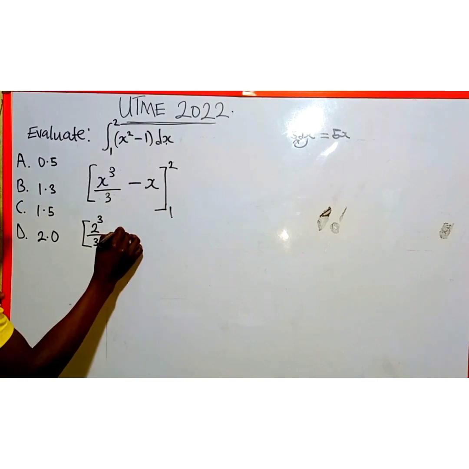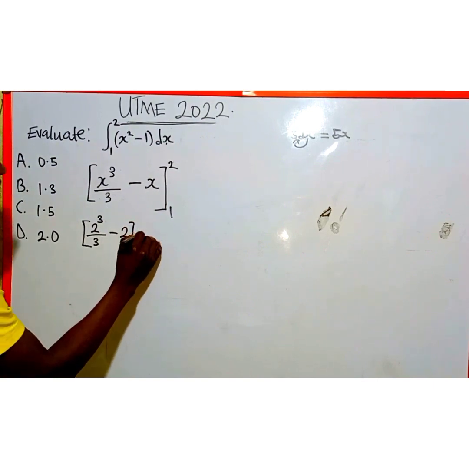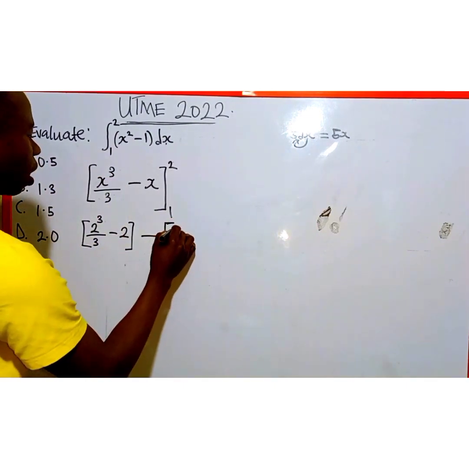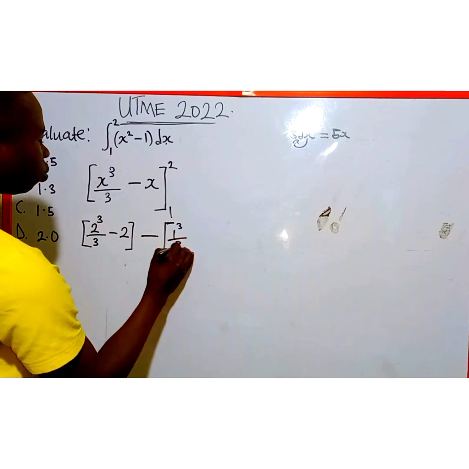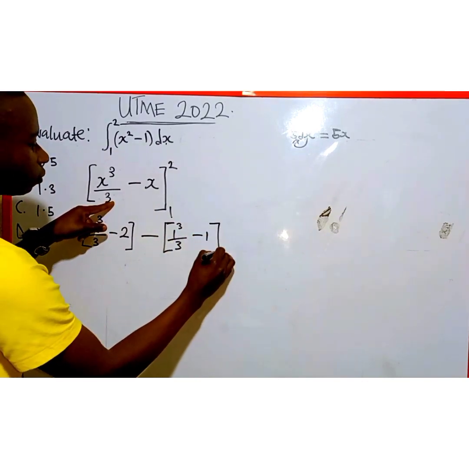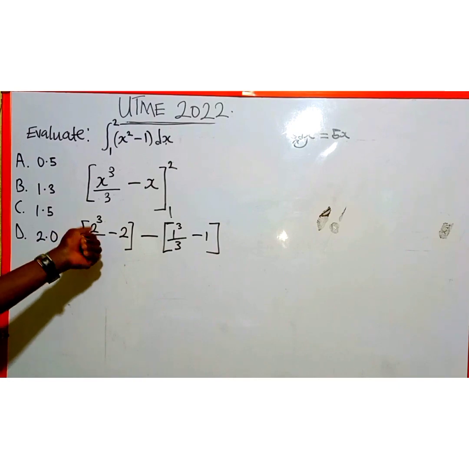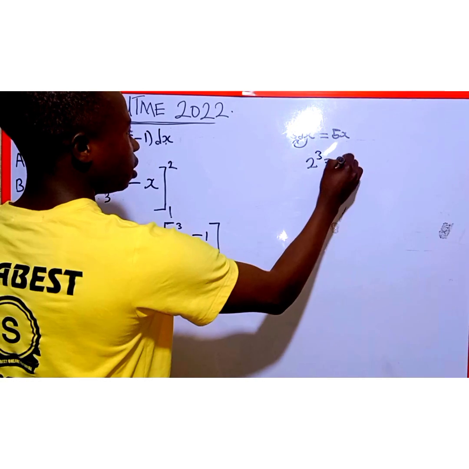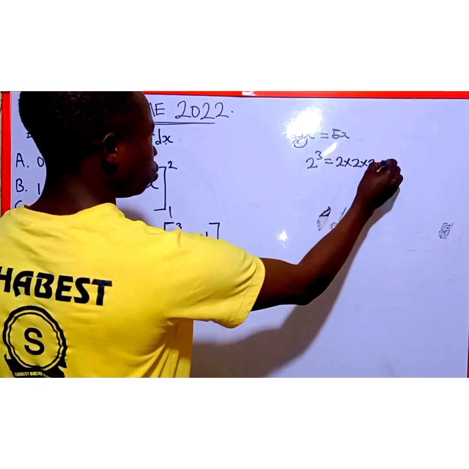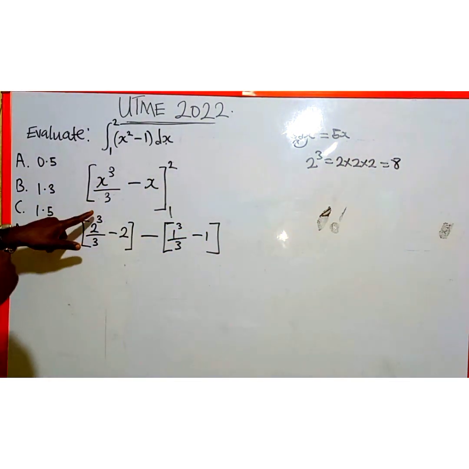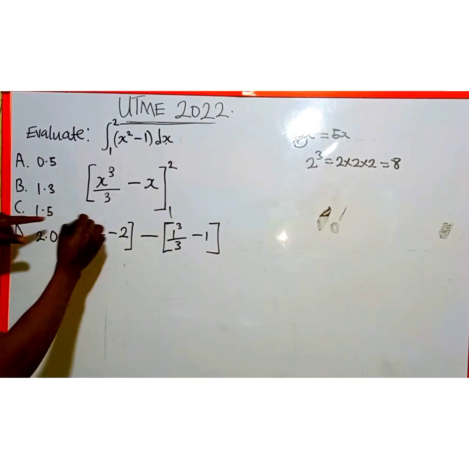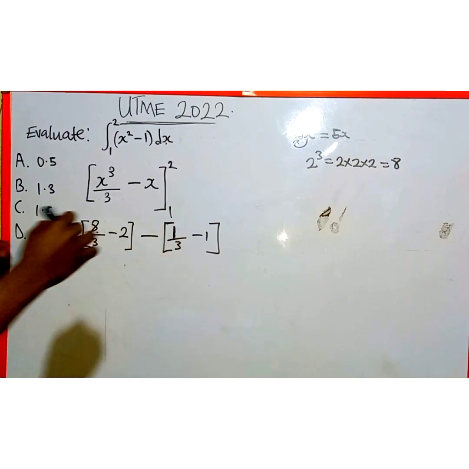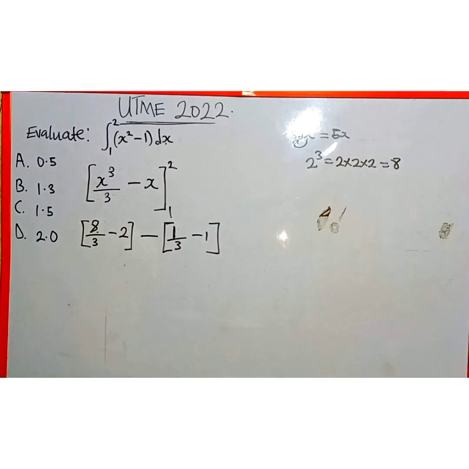Then minus, we have 2 here. Then you close the bracket. Then minus, you input the lower limit, which is 1 to the power of 3 over 3, then minus 1. So here now we can simplify this 2 to the power of 3. It implies 2 multiplied by 2 multiplied by 2, which is equal to 8. So 2 raised to the power of 3 is going to give me 8. Then 1 to the power of 3 is 1 multiplied by 1 multiplied by 1, three times. It will also be 1.